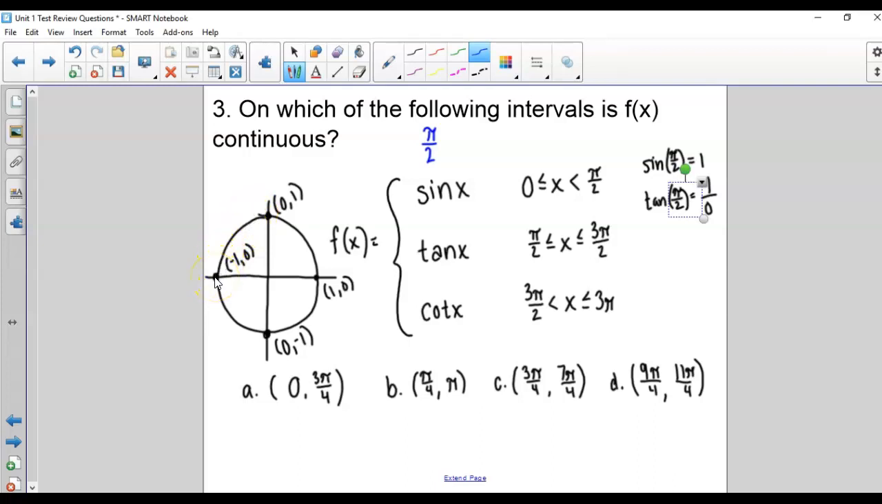At pi, we would have 0 over negative 1. That just equals 0, so it's defined at that point. At 3 pi over 2, we would have negative 1 over 0. So tangent of 3 pi over 2 would equal negative 1 over 0. So we would also have a discontinuity at 3 pi over 2. Okay, so we have a discontinuity there.